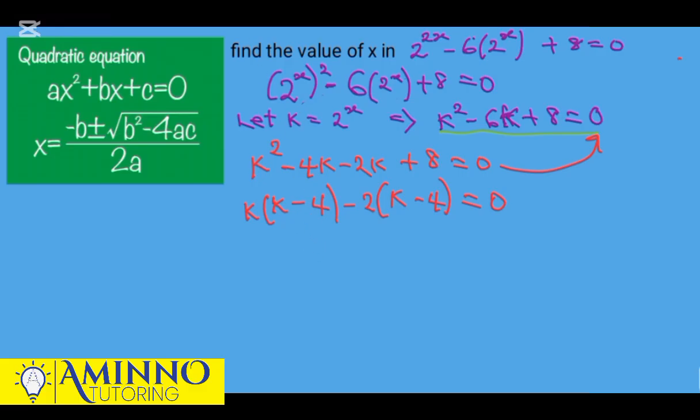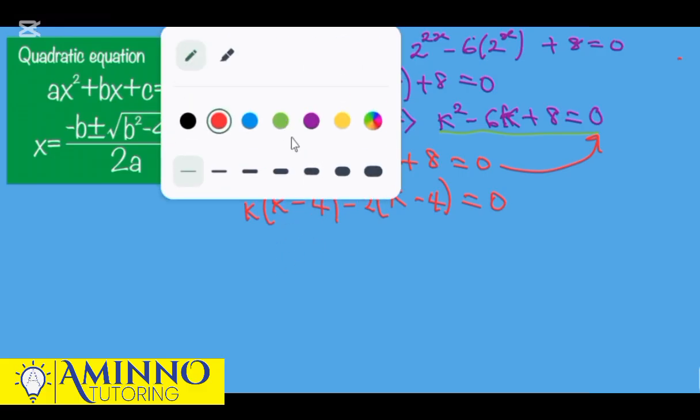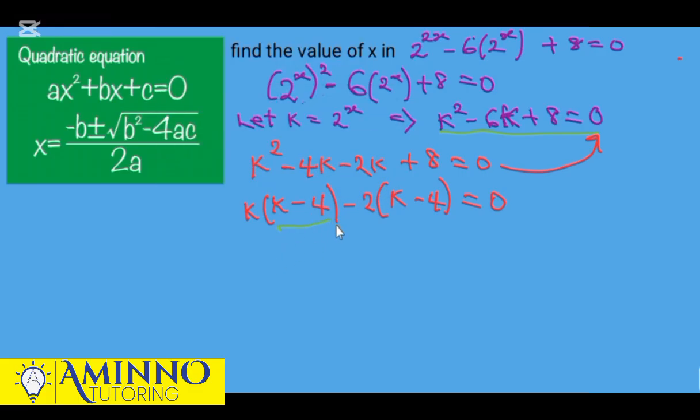Now, because this and this are the same, this and this are the same, we'll pick one of these and one of these. So we have k minus 2, k minus 4, all equals to 0.